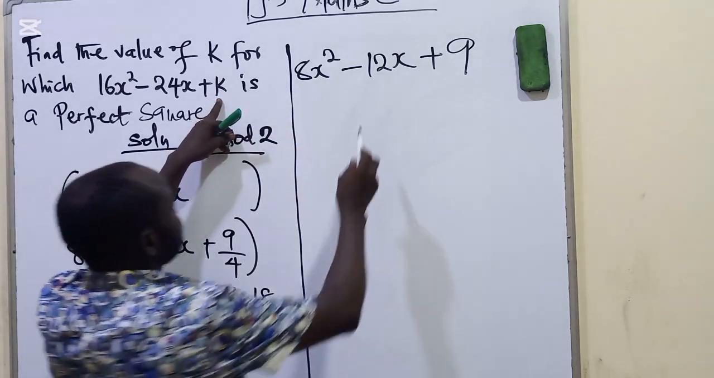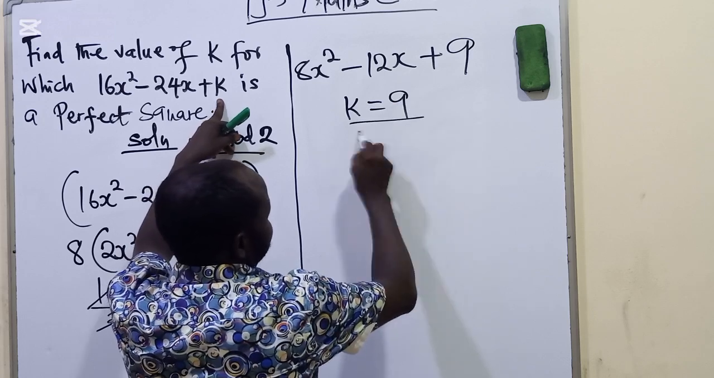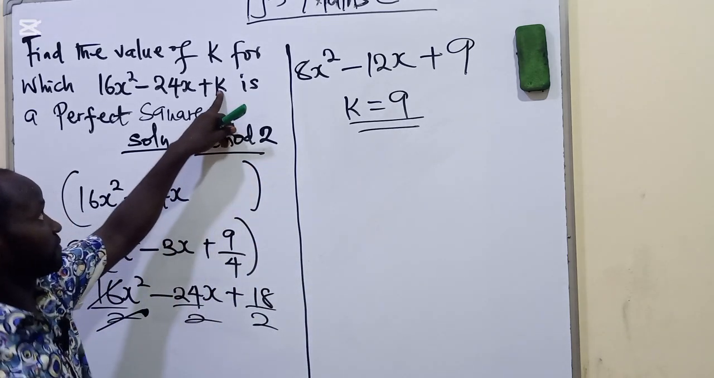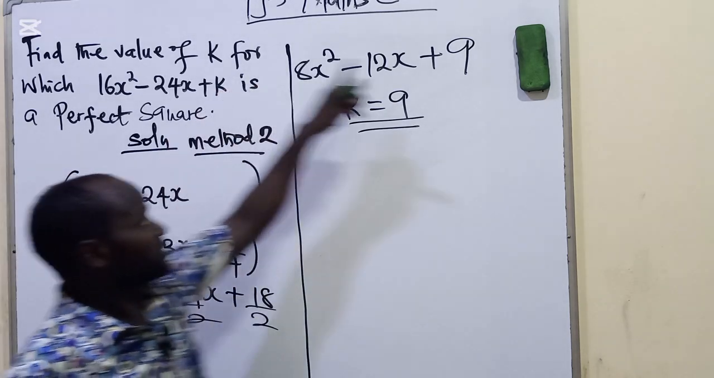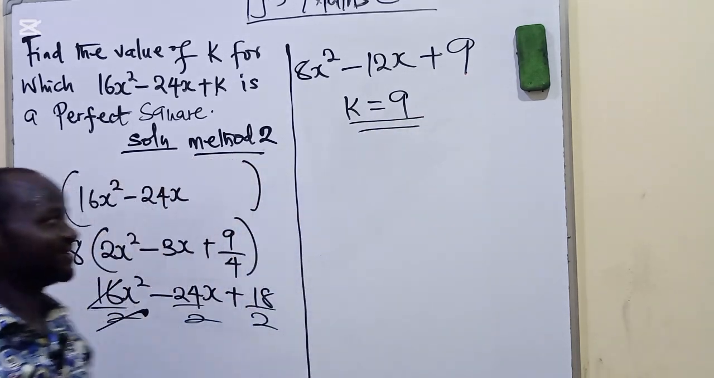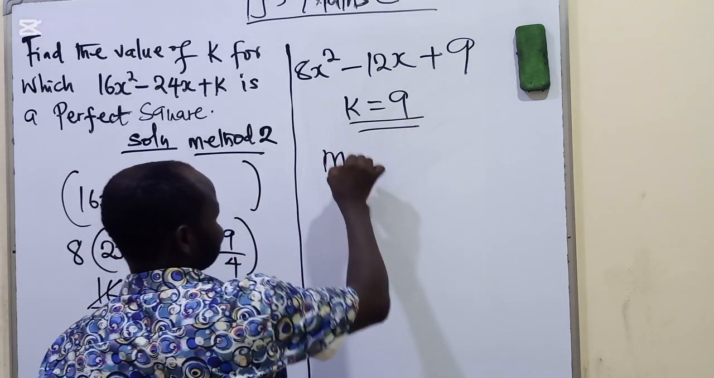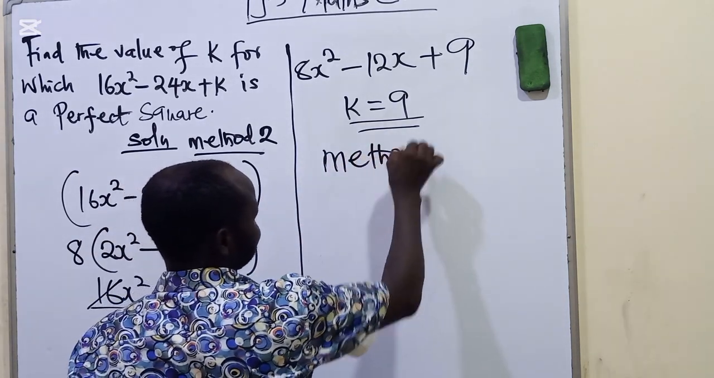K now is what? The value of our K now is nothing but 9. So we are still getting 9 by comparing. The constant here is K and the constant here is 9. So K is 9. Very important. That's method 2. Let's look at method 3. That will be the last method.